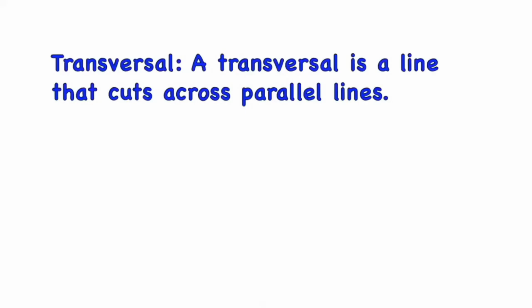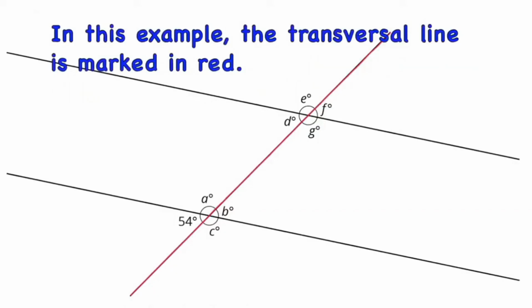Transversal. A transversal is a line that cuts across parallel lines. In this example, the transversal line is marked in red.